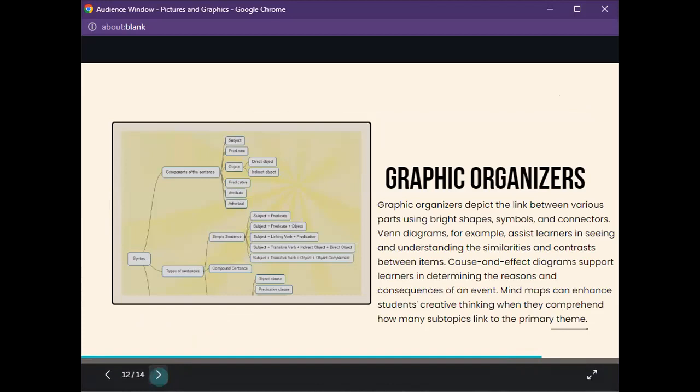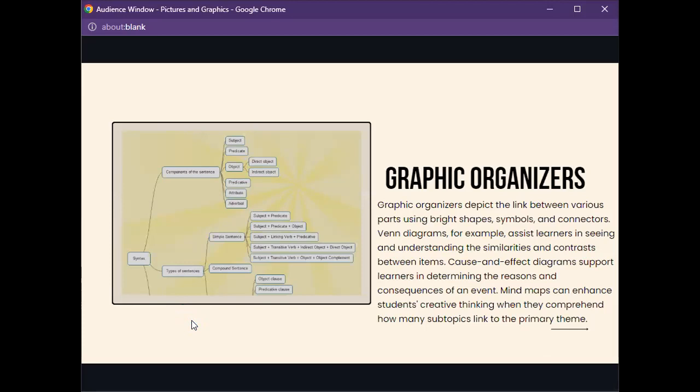One example of graphics is commonly graphic organizers. A graphic organizer depicts the link between various parts using bright shapes, symbols, and connectors. One example we have here is a Venn diagram. It assists learners in seeing and understanding the similarities and contrasts between items.